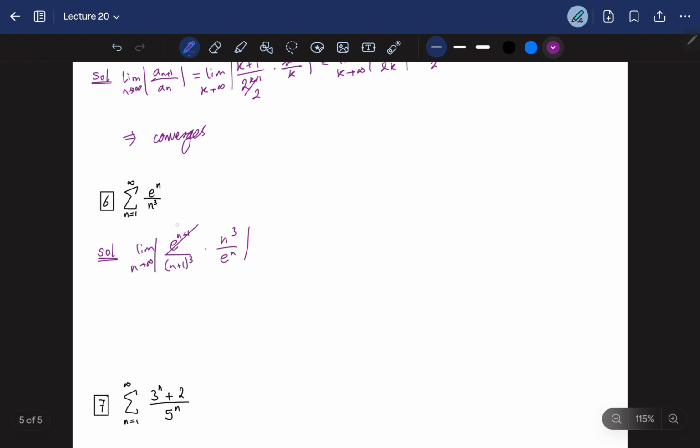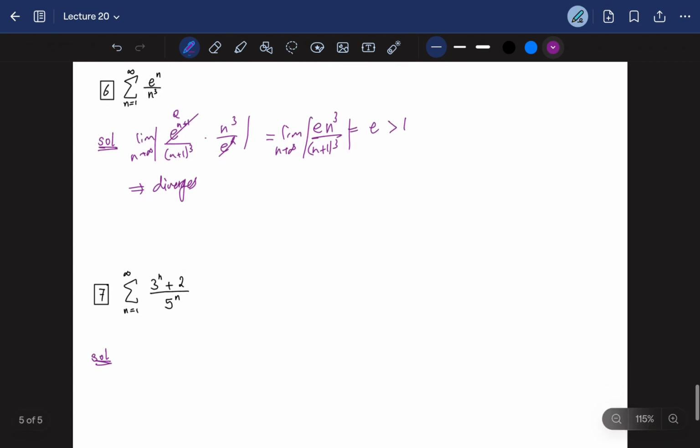and simplify, you're going to have n cubed over (n plus 1) cubed. Now, if you take the limit, this is going to be equal to e. Now, since e is bigger than 1, then this diverges. Or if you use the divergence test, if you take the limit, I think it's going to be infinity, so it's not equal to 0, so it diverges too. So it depends on whichever you want to use.